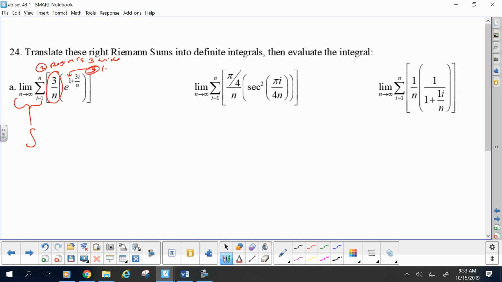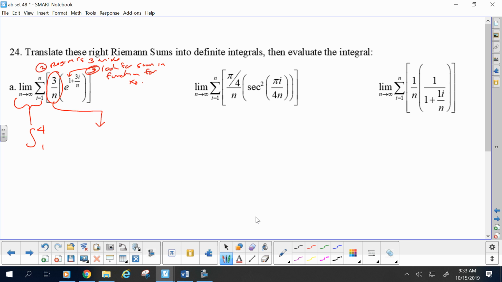Step 3 is look for the sum in the function to find x initial. The initial x of the region is 1. So it's starting at 1. That goes in the lower limit of integration. And the fact that it's 3 wide tells you the region ends at 4.